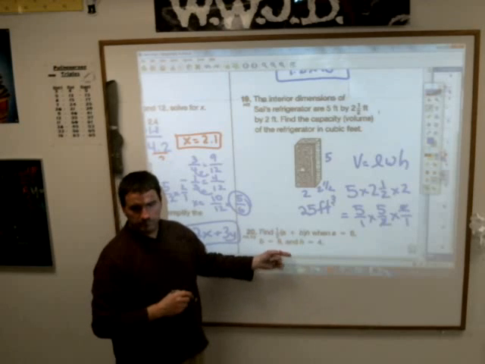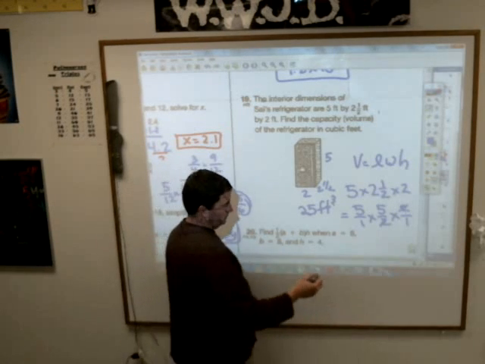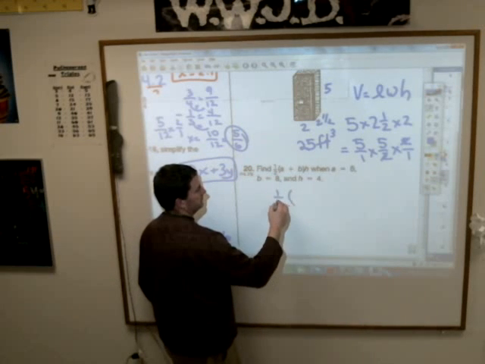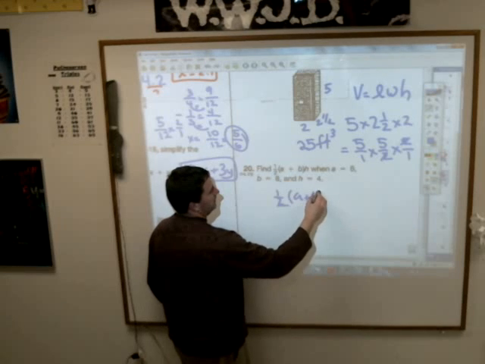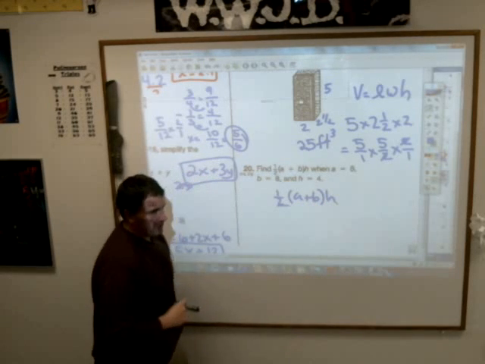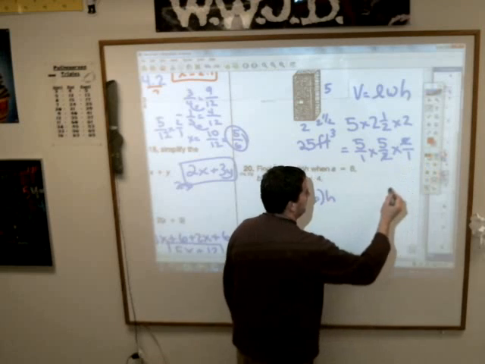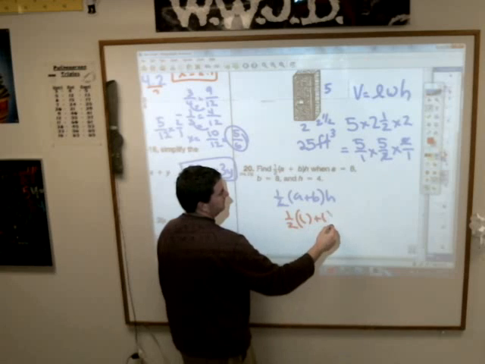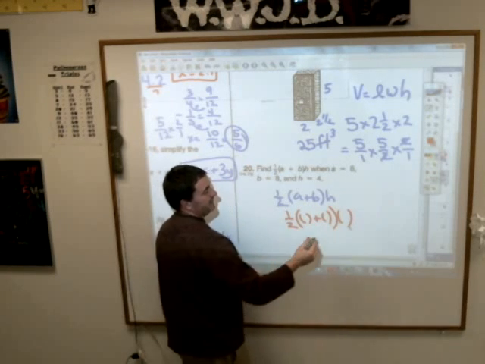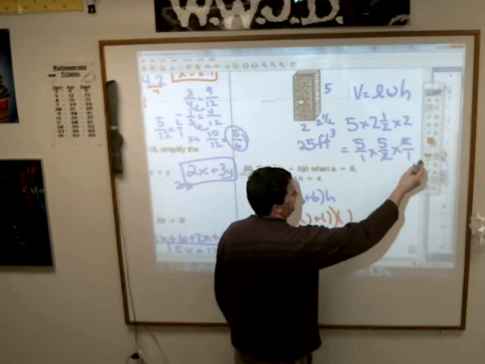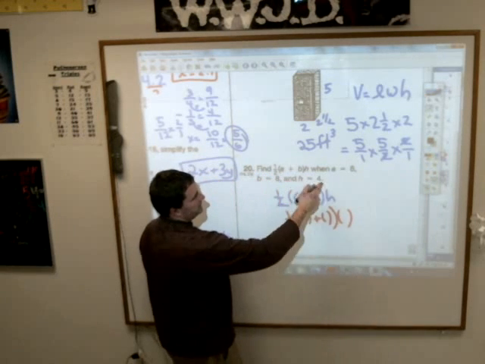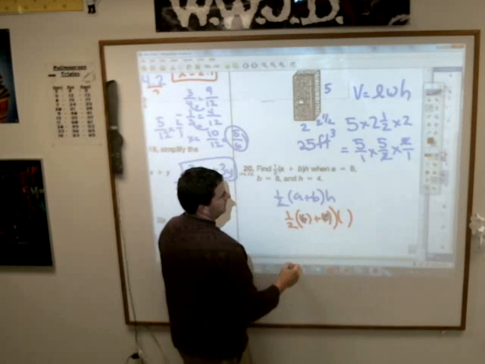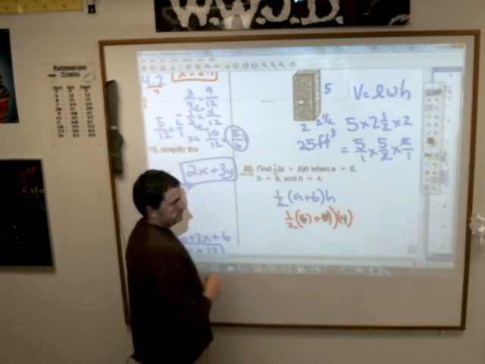Anybody on number 20? Did you plug the numbers in there, Jackson? 1/2 times A plus B times H. And I will encourage you, ladies and gentlemen, when you see problems like this too, first step is put parentheses where all the letters are. And then plug in the numbers, because that'll just help you keep things straight. A is 6, B is 8, and H is 4.